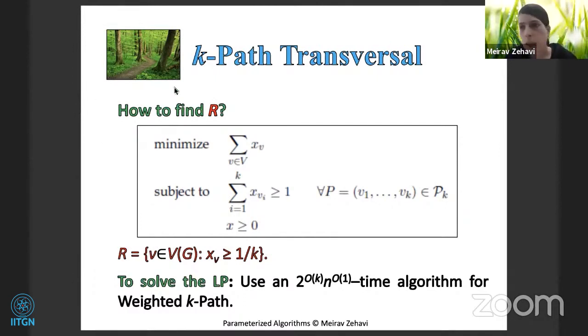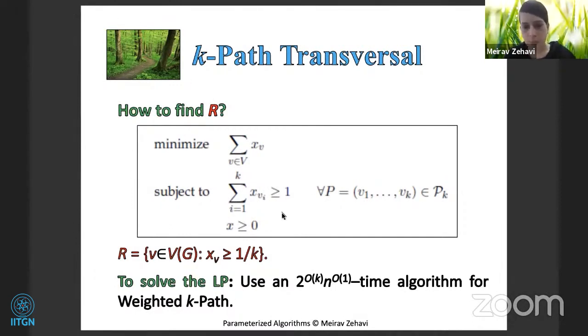So if I give you some potential solution, some assignment, how can you verify whether it is a solution or not? How do you verify whether there is a constraint here that is not satisfied? You need to check whether there is a path such that the sum of its variables is smaller than 1, right? Then you have a constraint that is not satisfied and you can return it. So how can you do this? You look at your graph and you think about it like a weighted graph. So the weight of a vertex will be the value of its variable. And then what are you actually asking? Is there a path on k vertices whose weight is smaller than 1? This is weighted k-path, and for this you can use the known algorithm, right?